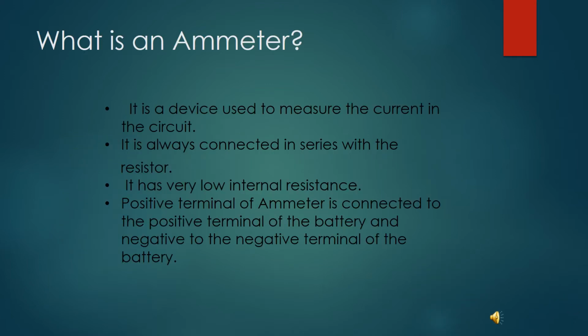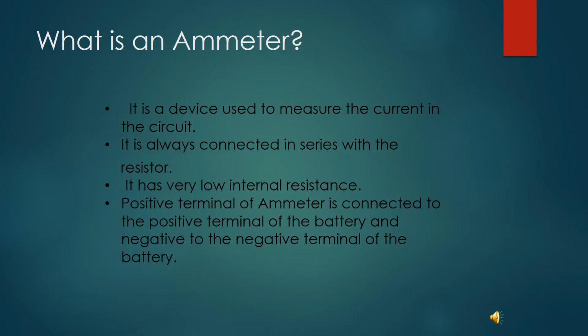Now we are coming to ammeter. What is an ammeter? Ammeter is a device to measure the current in a circuit. I will explain you the concept of circuit. Ammeter is always connected in series with the resistor. It has very low internal resistance.